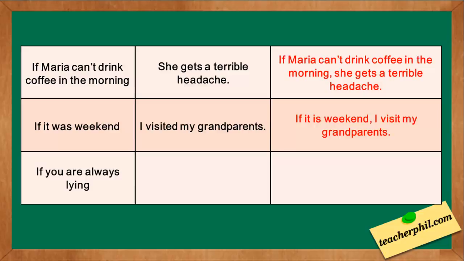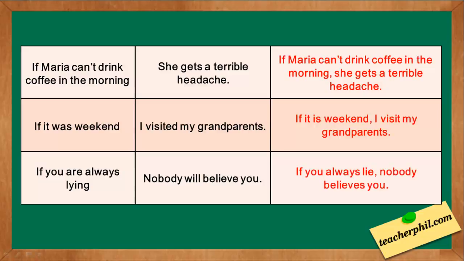The last one, if you are always lying, nobody will believe you. The correct answer is, if you always lie, nobody believes you. The if clause, if you are always lying, is in the present continuous, while the result clause, nobody will believe you, is in the future simple. This is zero conditional, so we need present simple tense for both clauses. If you always lie, nobody believes you. Did you get them right?